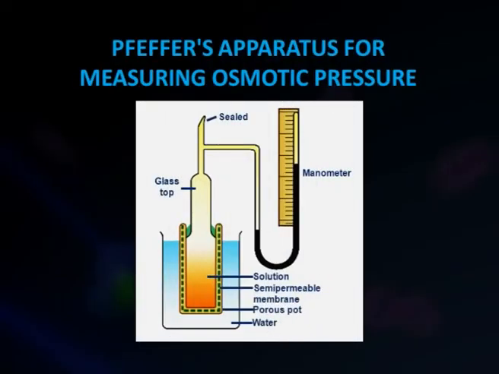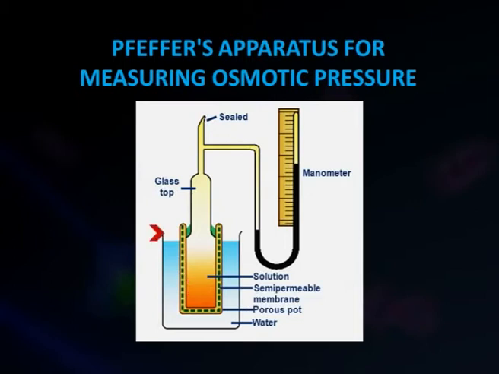The next method which we are going to discuss is Pfeffer's method. The apparatus used by Pfeffer for determination of osmotic pressure consists of a porous pot with copper ferrocyanide membrane deposited in its walls and having a glass top cemented to it. The glass top has an open tube and a closed mercury manometer in the side. The apparatus is filled with a solution under examination through the tube, which is then sealed off.